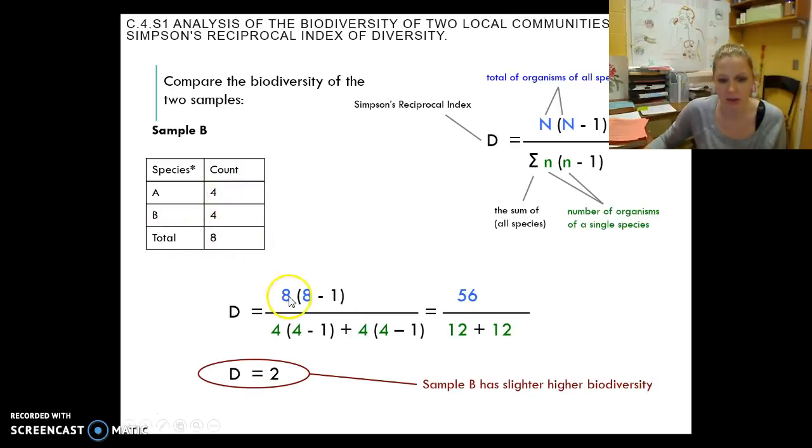Again, 8 total. So we'd take 8 times 7, in this case 56 yet again. And now we have 4, and then 4 times 3, and then plus 4 times 3. So 24 on the bottom, 56 on the top, 56 divided by 24, 2. Again, still not great, but it's better than sample A. So we would say that sample B has a slightly higher biodiversity. And that's what we're looking at in the Simpson's reciprocal index. It's all about diversity because it's the Simpson's reciprocal index of diversity, right?